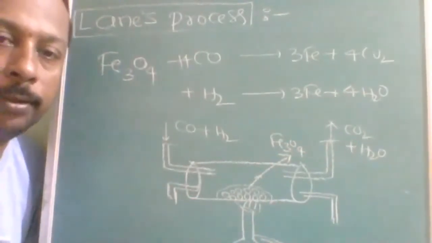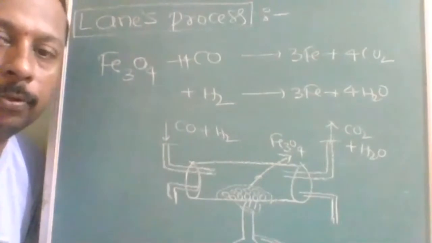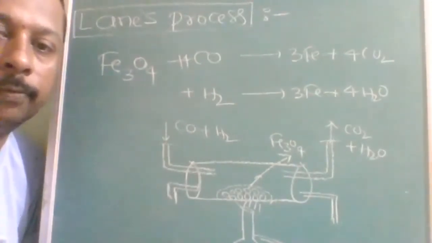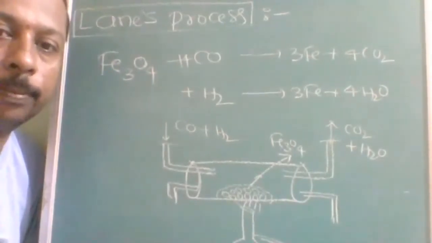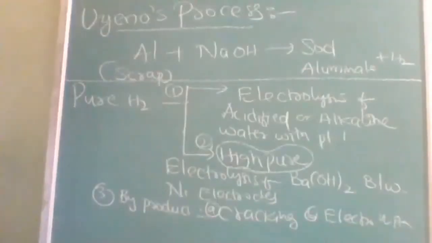Okay, but which one is the producing stage? Steam over the red hot iron. Is that understood? Lane's process, is it clear to all of you? Note down this second step. Okay, next one is the UNO process.